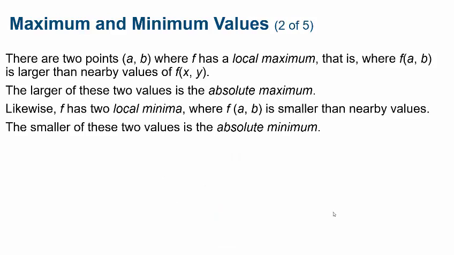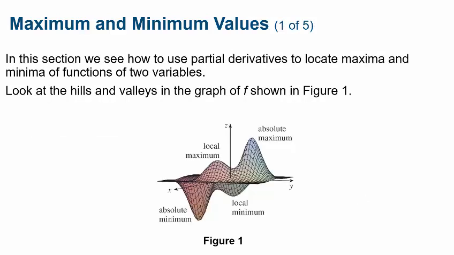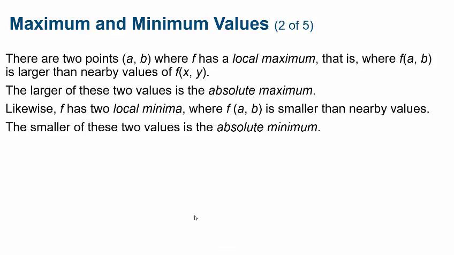Okay, so there are 2 points, a, b, where f has a local maxima, that is where f of a, b is larger than nearby values of f of x, y. The larger of these two values is what is called the absolute max. Likewise, f has 2 local minima, where f of a, b is smaller than nearby values, and the smaller of these two values is the absolute minima, and that's what we're seeing here. 2 maxes, 1 local, 1 absolute, 2 minimums, 1 local, 1 absolute.